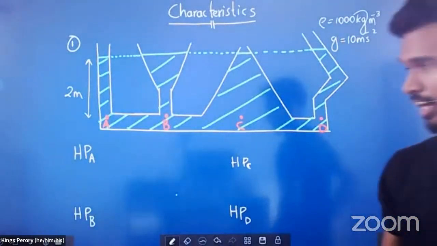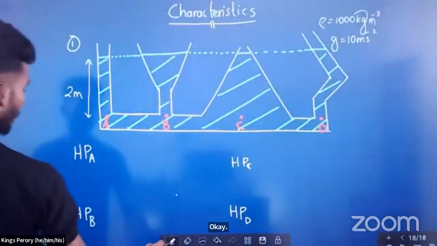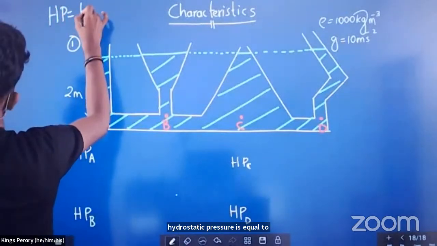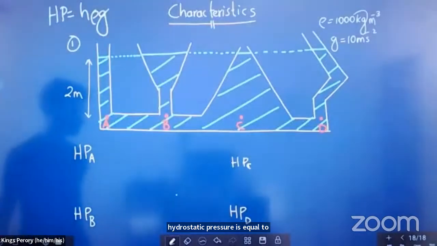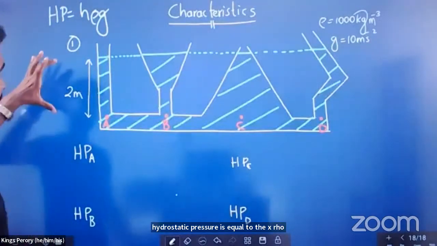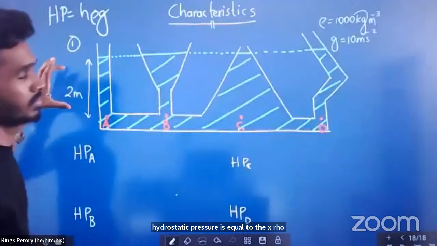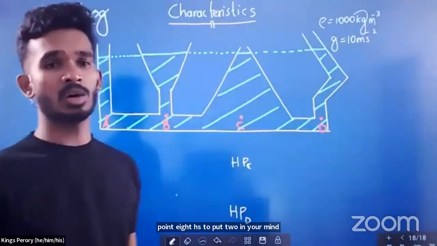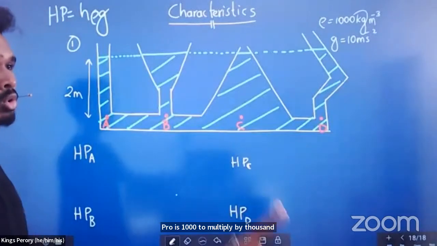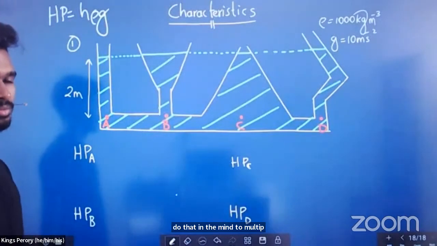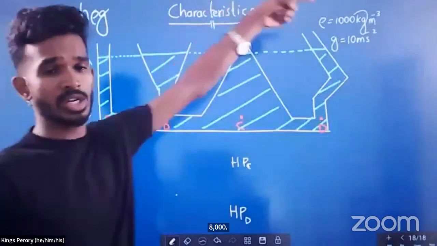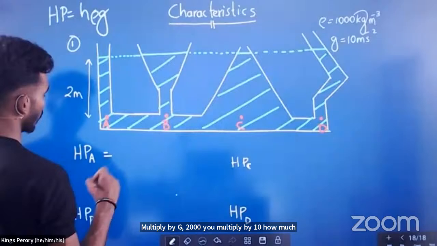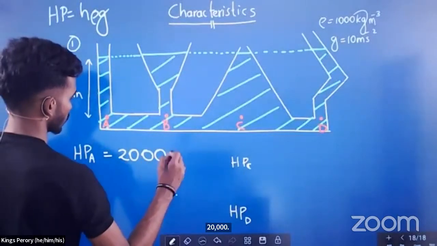We'll do it in the mind itself. Hydrostatic pressure is equal to h rho g. At point A, h is 2. Put 2 in your mind. Rho is 1000. 2 multiplied by 1000 is 2000. Multiply by g, so you multiply by 10. How much? 20,000. Hydrostatic pressure at A is 20,000 Pascal.